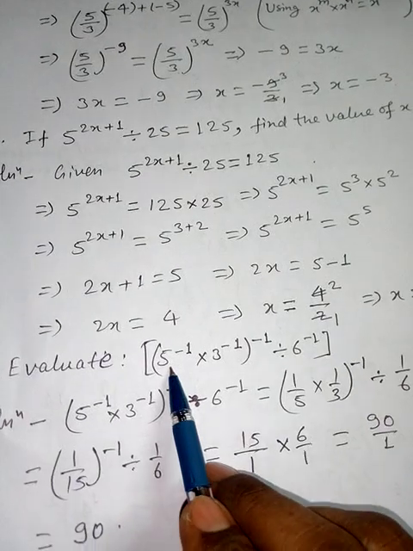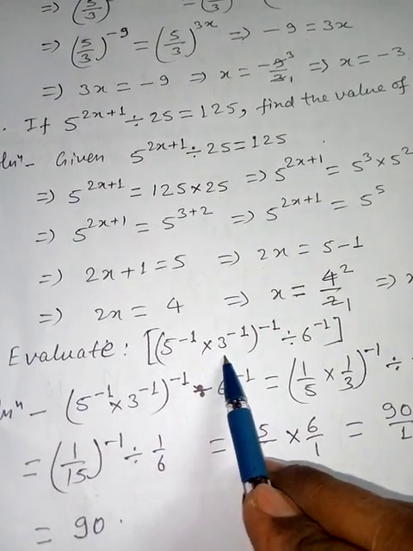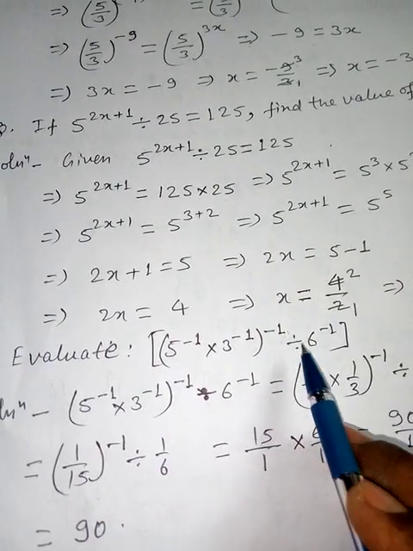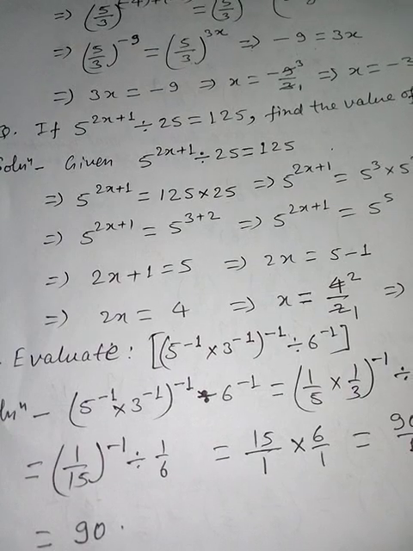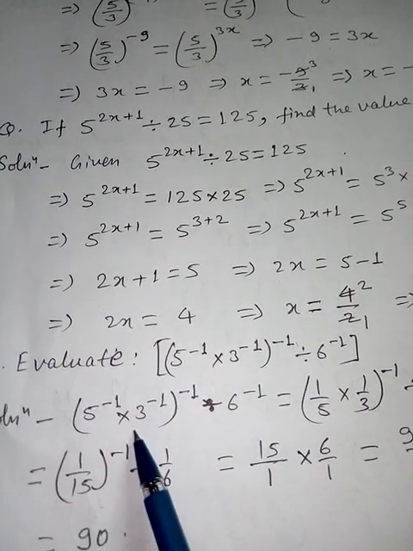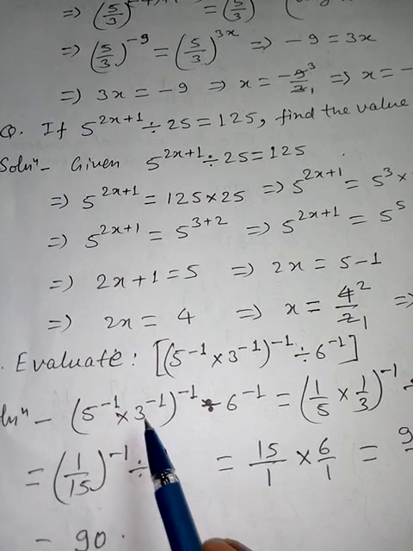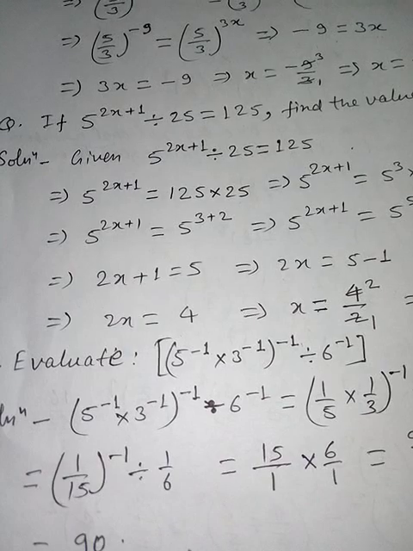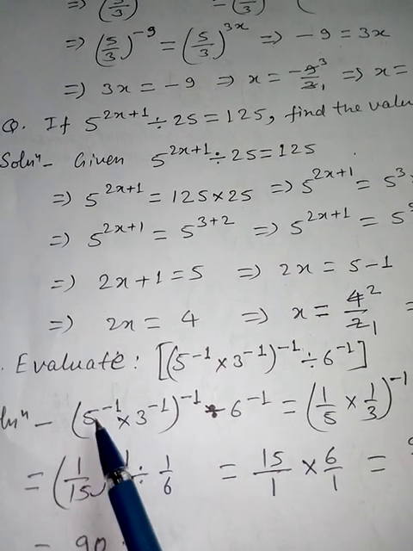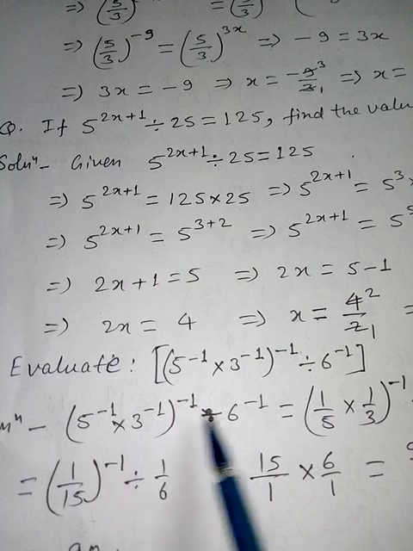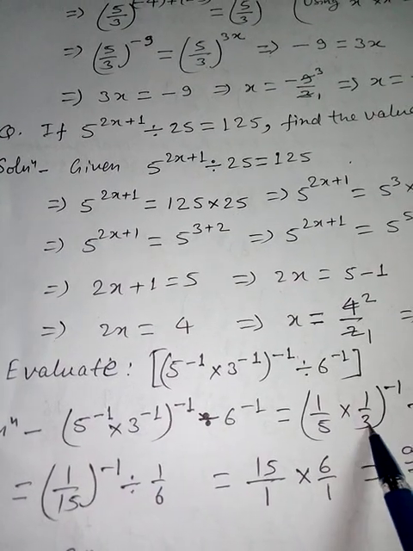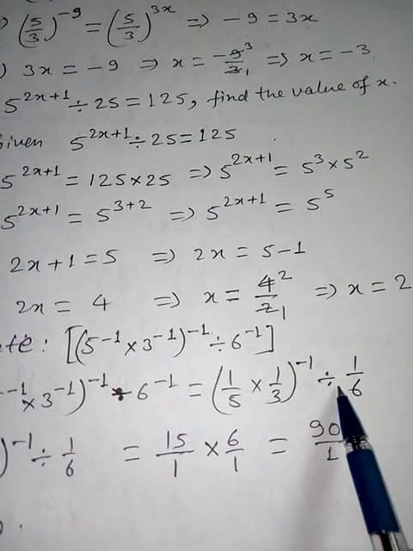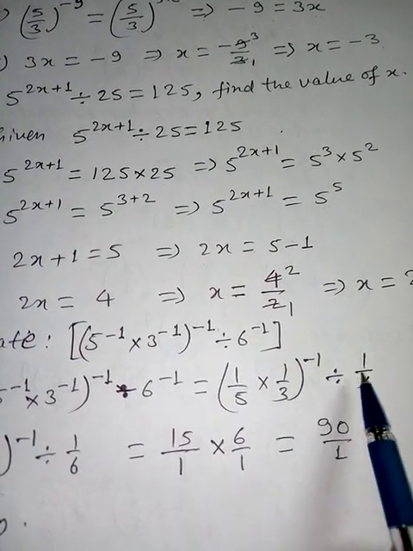Now evaluate ((5^-1) × (3^-1))^-1 divided by 6^-1. First write the question as it is. Then 5^-1 is 1 by 5, 3^-1 is 1 by 3, in the bracket with power -1, divided by 6^-1, which is 1 by 6. This is power -1, so 1 by 6.